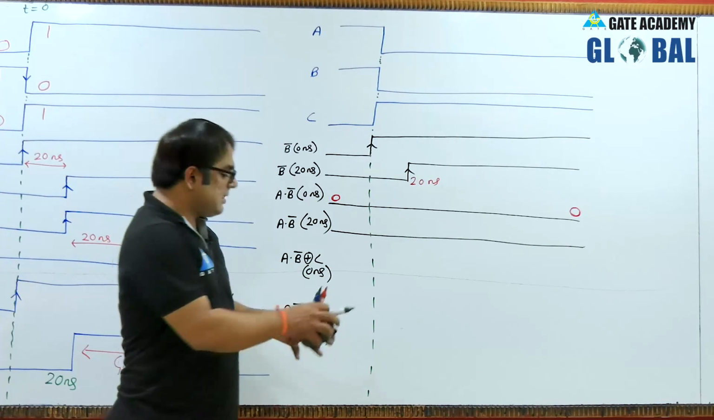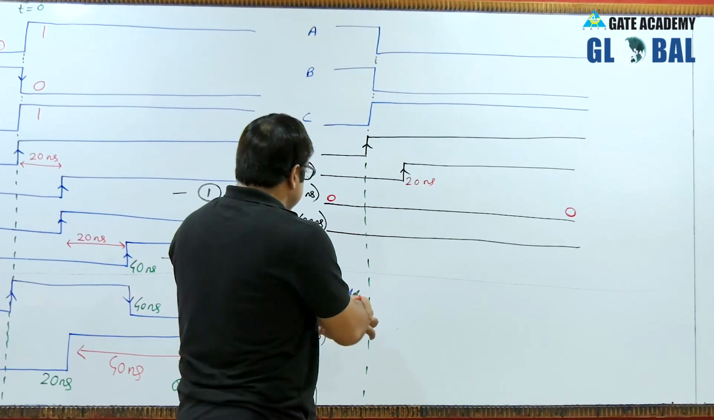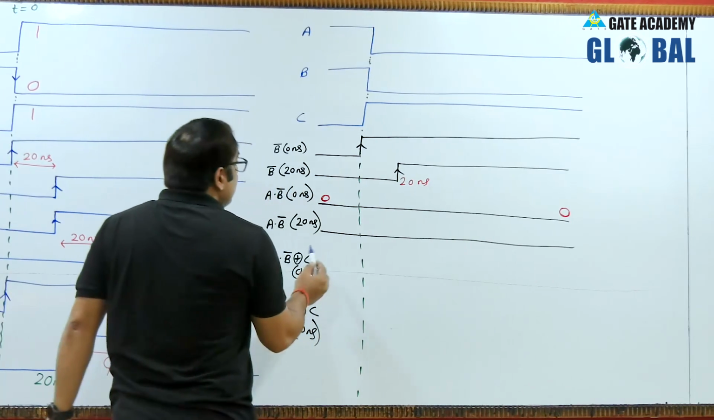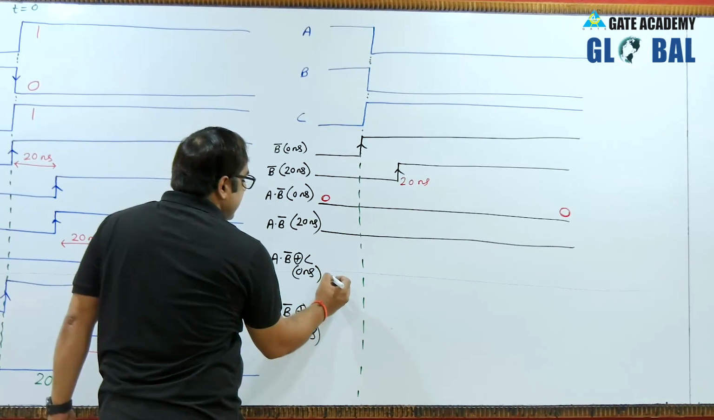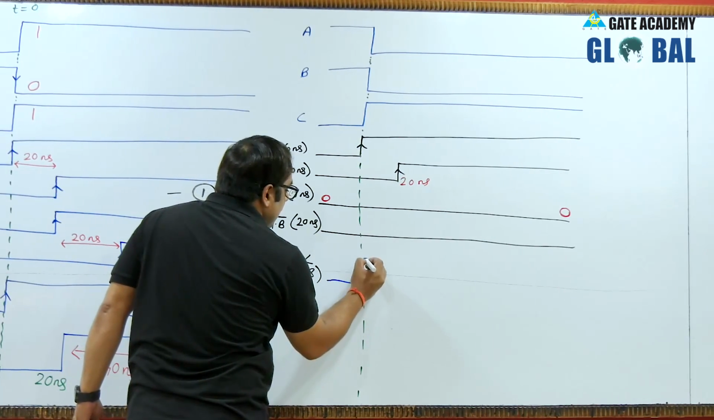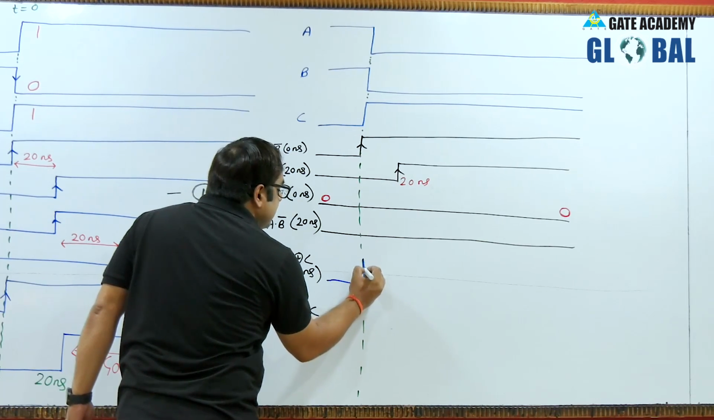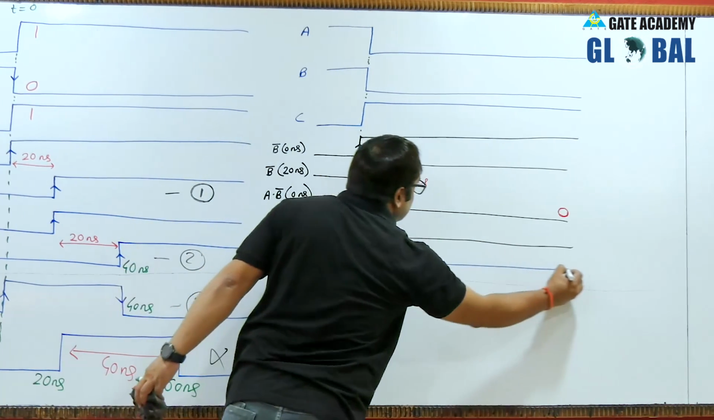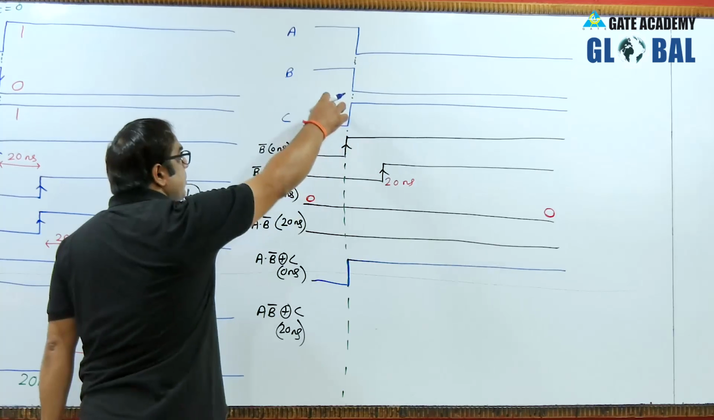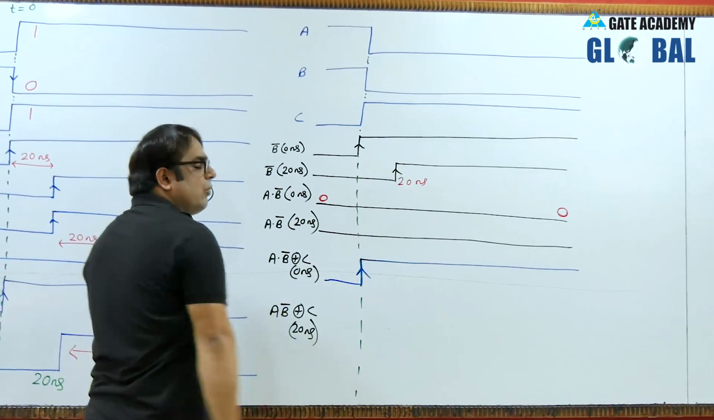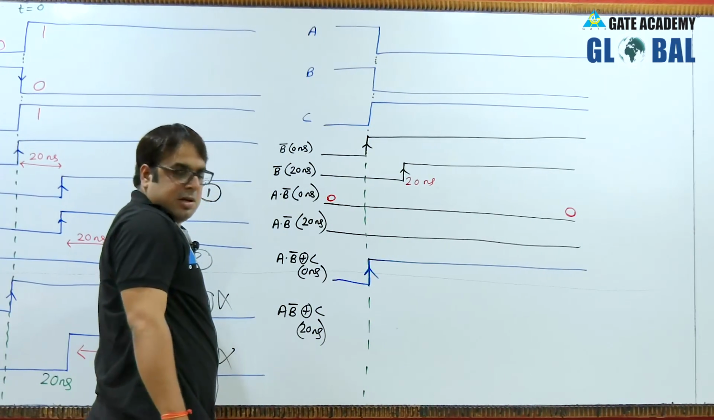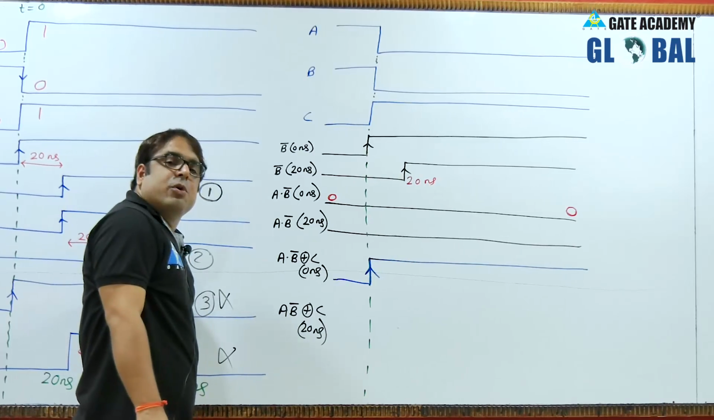So what is logic C? I am getting exactly the same thing, because XOR with logic low will give you the same logic. So what I have done? I have simply copied the waveform of C.